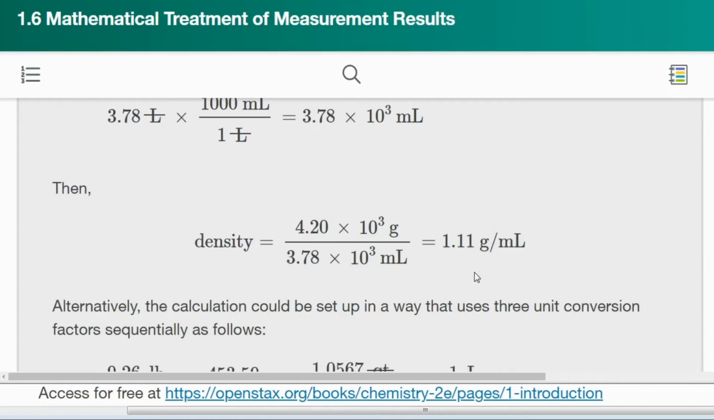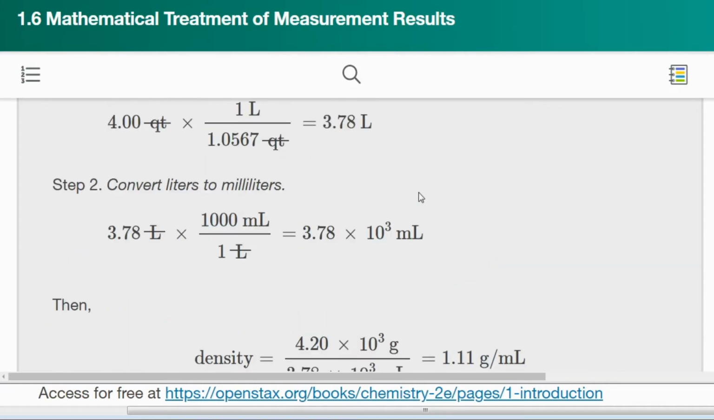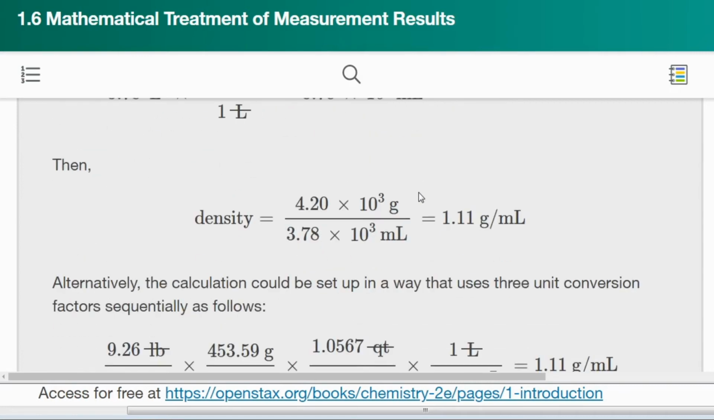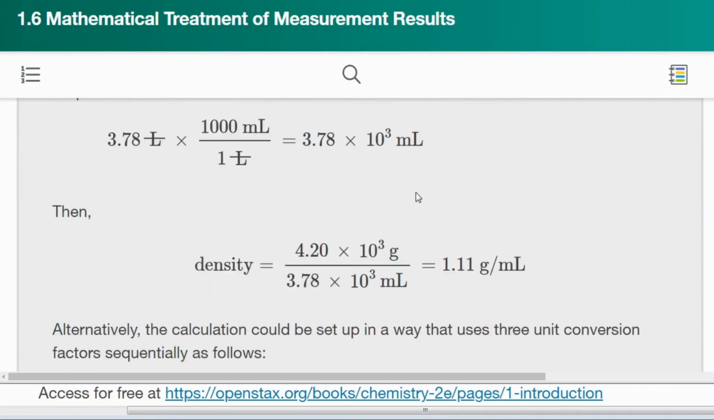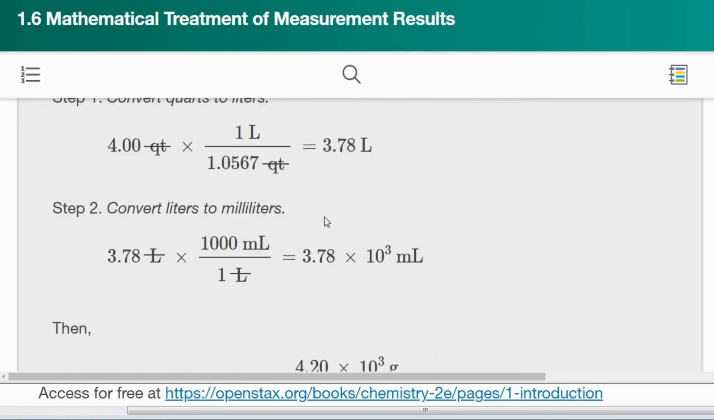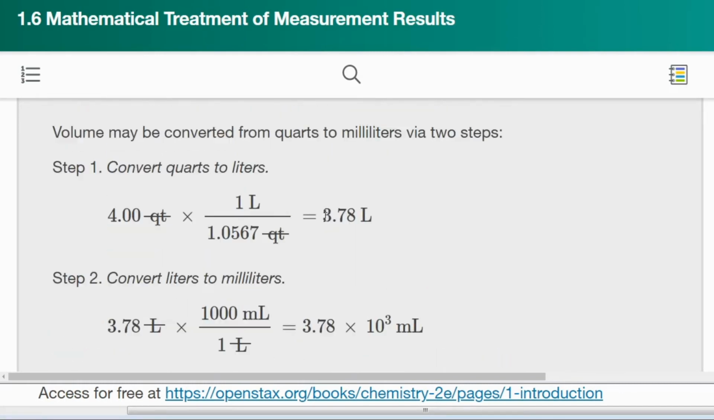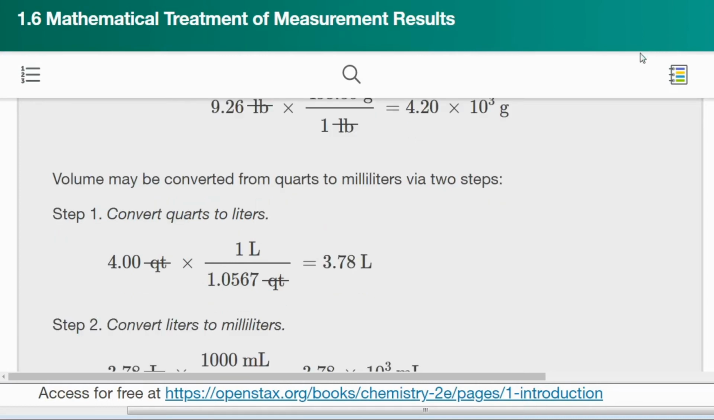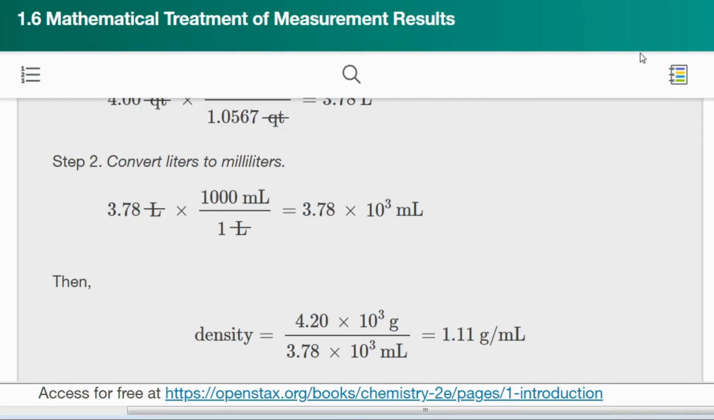So therefore, density, remember, density is the mass divided by the volume, and the mass is 4.2 times 10 to the third grams, and the volume is 3.78 times 10 to the third milliliters. Boy, that's a lot to keep track of.